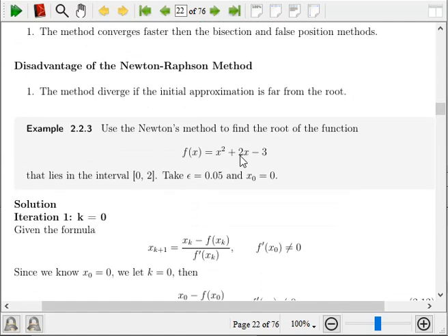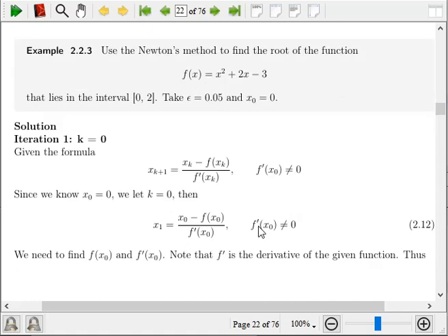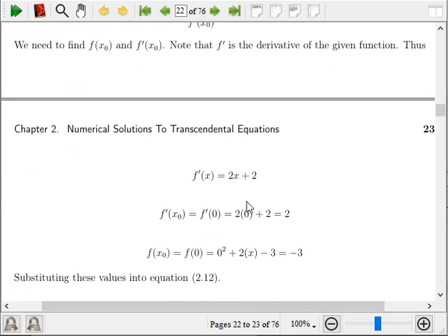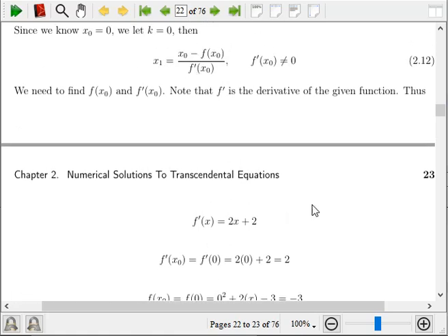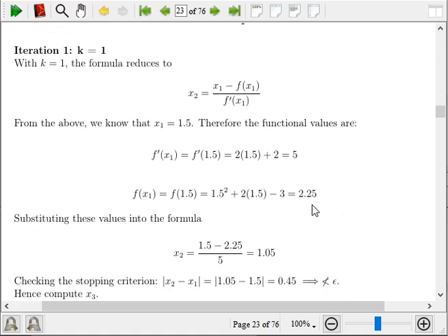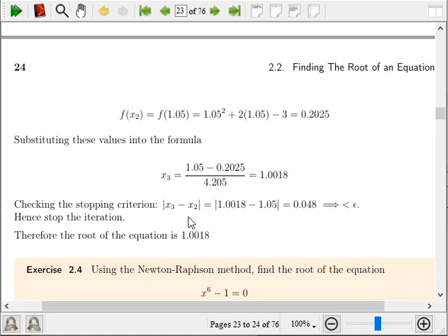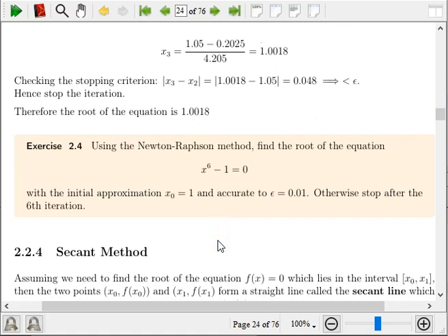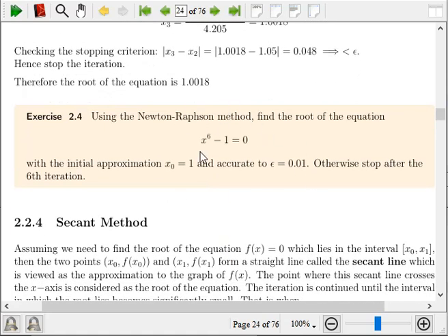We gave ourselves an example here. We have x0 to be 0. We differentiated to get 2x plus 2, so we put in 0 to get the functional value, and we put it also in the derivative, and we plug them back into the formula. We continue the process until the difference between two successive solutions is less than the threshold, epsilon, and we stop the iteration, saying that the root of the problem is 1.0018. So this is another example you can try your hands on.